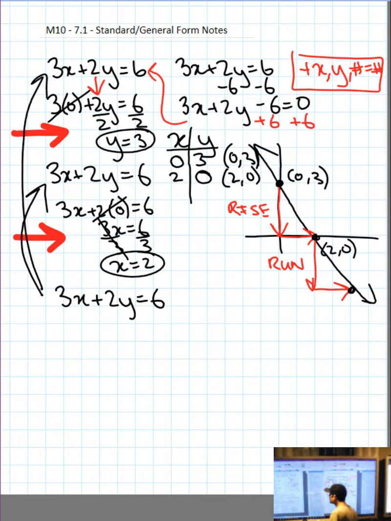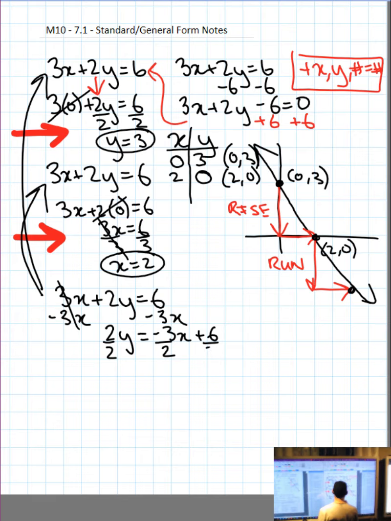Now let's turn it into a different form. Let's get it to say y equals. So let's subtract 3x from both sides and cross it off, and 2y equals, I'm going to put the x term first, negative 3x, we still have a positive 6. Now I have a coefficient of 2. I'm going to divide both sides separately all by 2. On the left-hand side, 2 over 2 is 1, cross it off. Then we have y equals negative 3 over 2x.